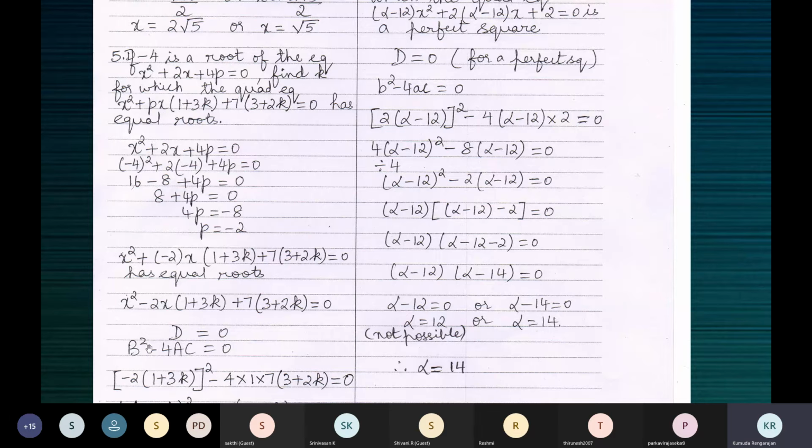B the whole square, because b square. So b the whole square, minus 4 into a into c. A is 1. Coefficient of x square is 1. And c is this one. 4ac.